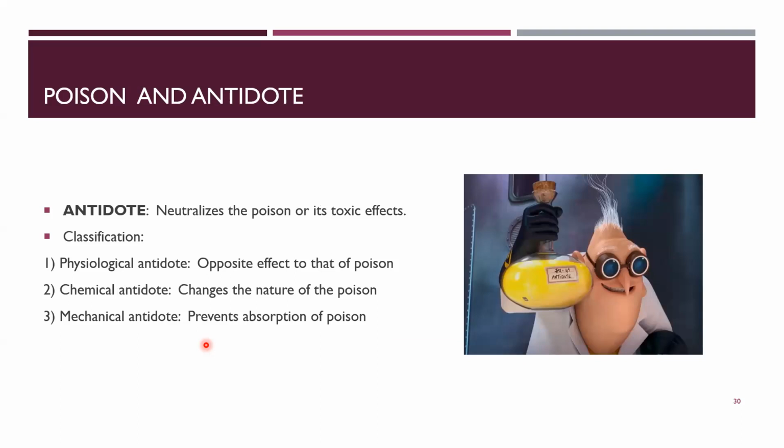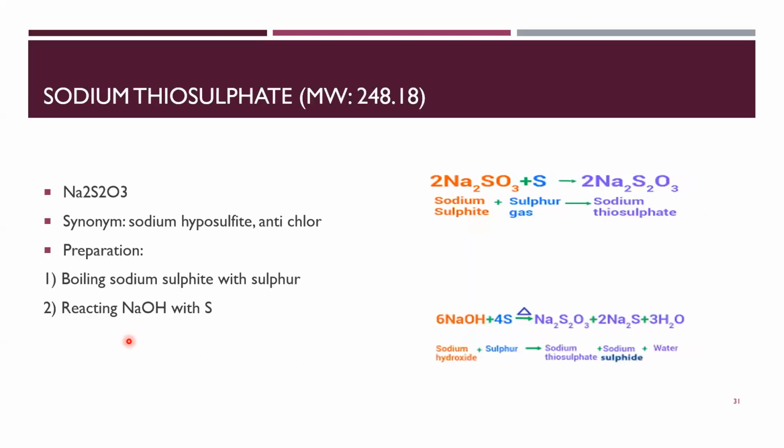Then what is an antidote? Antidote is something which neutralizes that poison, which nullifies the toxic effects. There is a classification of antidote as well: physiological antidote, chemical and mechanical. Physiological antidote acts by the opposite effect of that of the poison. Chemical is the one which changes the nature of the poison, and the third, mechanical antidote, prevents the further absorption of poison. So these are the types of classification for antidote.